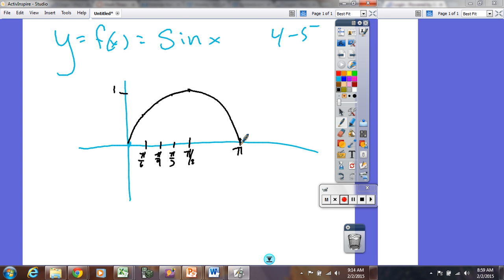With that being said, now I'm going to go to 3 pi halves. Notice, what's your y values in quadrant 3? So therefore, I'm going to go down, aren't I? Because your y values are negative. Here's negative 1, and the sine of 3 pi halves is negative 1. Okay? And then where do we go back up to? 2 pi. And that's at 0. Okay. That is a basic graph of sine.